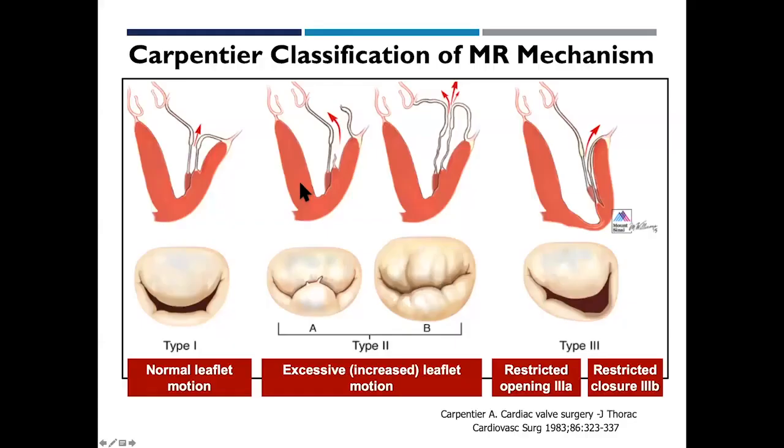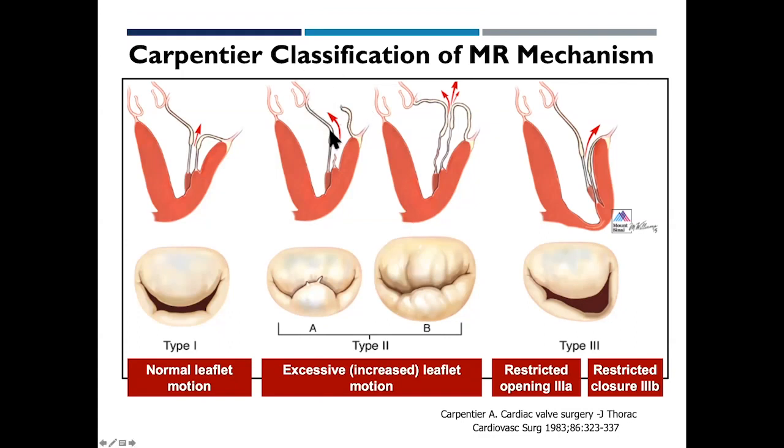mitral regurgitation. Now, this is Carpentier's classification of mitral regurgitation mechanism, and he divides mechanism of mitral regurgitation into 3 different types. You can see in type 1, there's normal leaflet motion, where you can have annular dilation, you can have leaflet perforation, but the motion of the leaflets is normal. In type 2 mitral regurgitation, you can have excessive or increased leaflet motion. You can see this in ruptured chordae, elongated chordae, and or papillary muscle, or even ruptured papillary muscle.